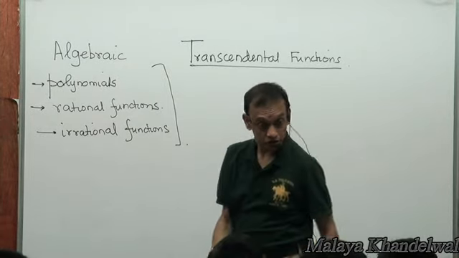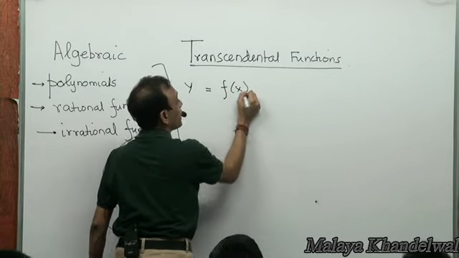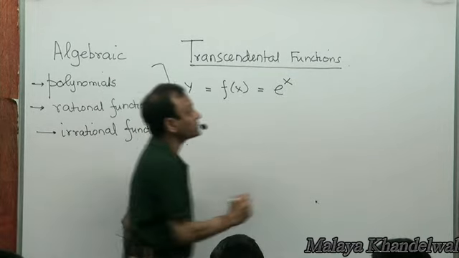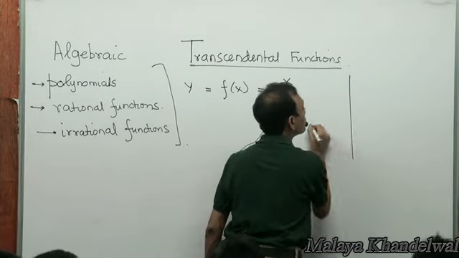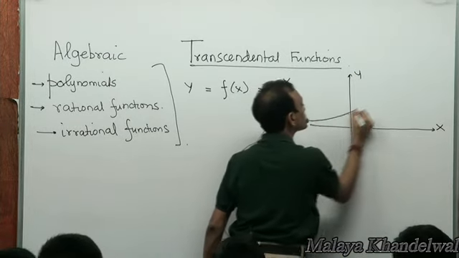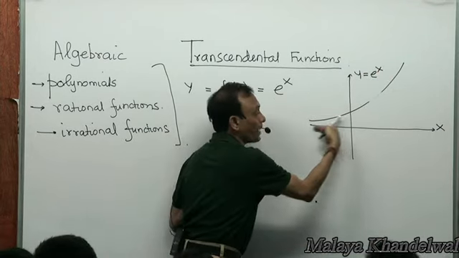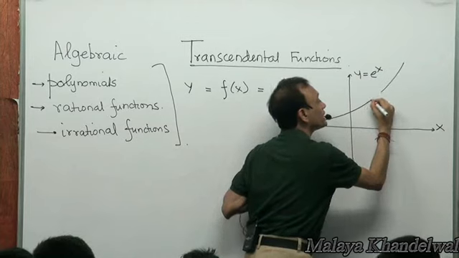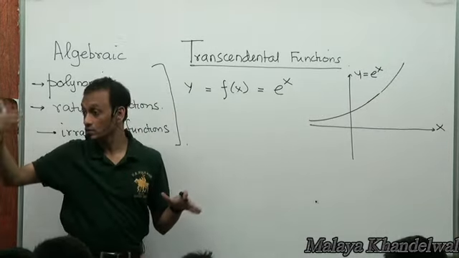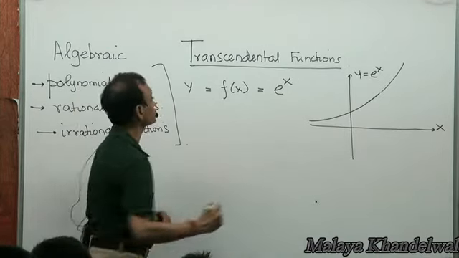The exponential function y equal to f(x) is e power x is a transcendental function, and the graph of e power x is like this. This is the graph of y is e power x. As x tends to minus infinity, y tends to 0. As x becomes larger and larger, y will become larger and larger. This is y is e power x, right? This is one kind of a transcendental function.